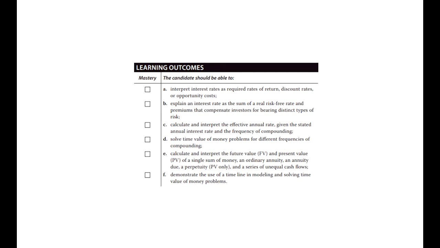In this video we're going to make a start on the CFA curriculum, and to start off with we're looking at quant, specifically the first reading within quant, reading number 6, which is the time value of money. And in this first video we are just going to look at something fairly basic, which is learning outcome A. But there are 6 different learning outcomes in this chapter, all looking at the time value of money.